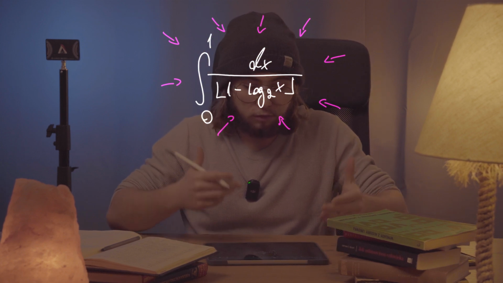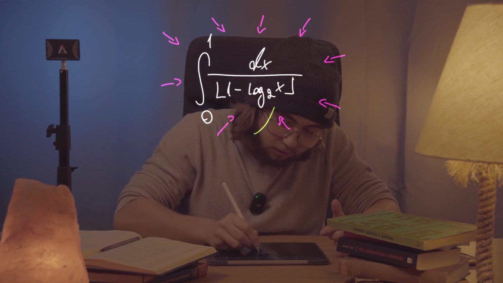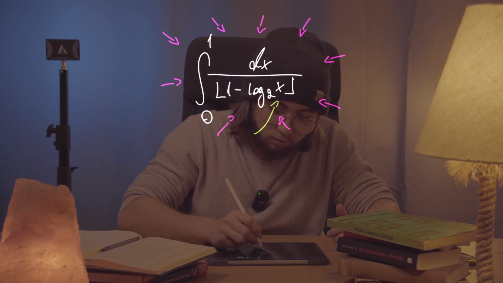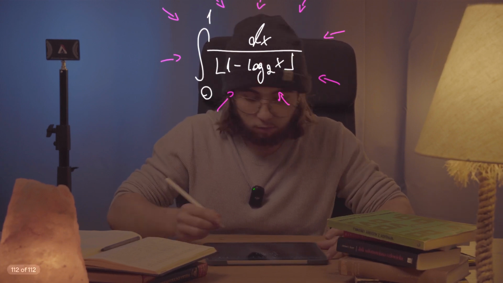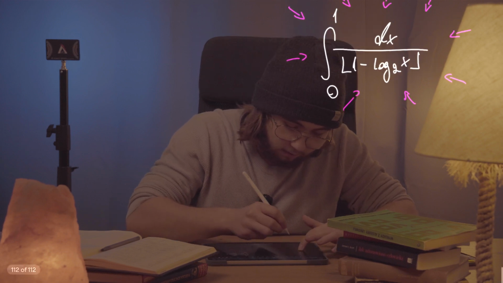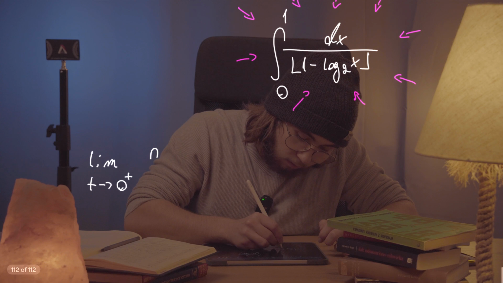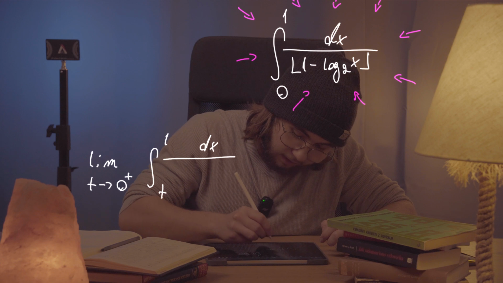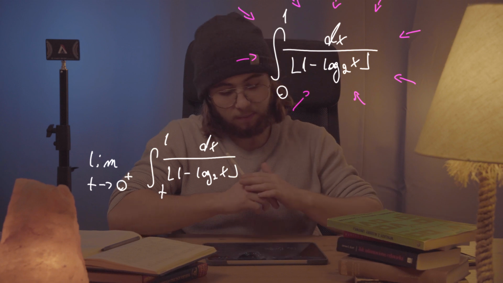First of all, we should notice that this log base 2 of x has a discontinuity as x approaches 0. As x goes to 0, log base 2 is not continuous, so we should rewrite this entire integral in terms of a limit. Let's say a limit as some t approaches 0 from above of the integral from t up to 1, once again, of dx divided by the floor of 1 minus log base 2 of x. Perfect.